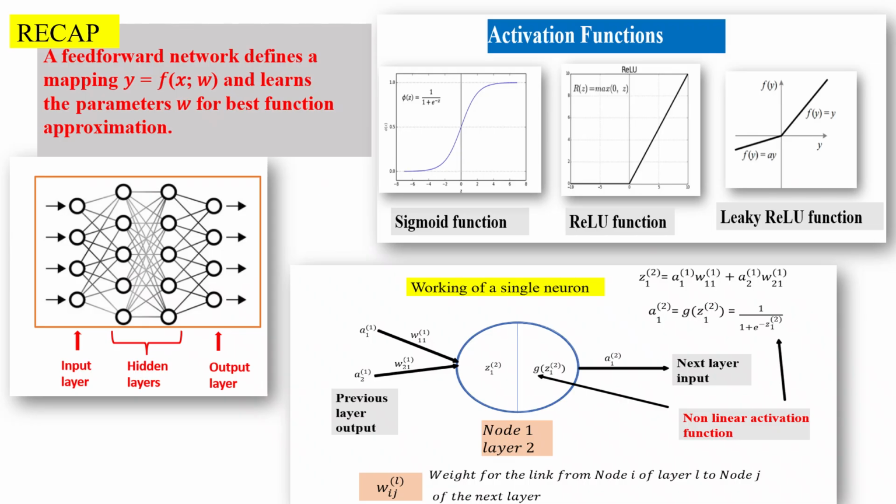As a recap, we have seen the definition of a feed-forward network, where it is a mapping y equal to f function on x inputs, and w is the weights, and it learns the parameters w for the best function approximation. These are some activation functions which we have spoken about in a previous video.